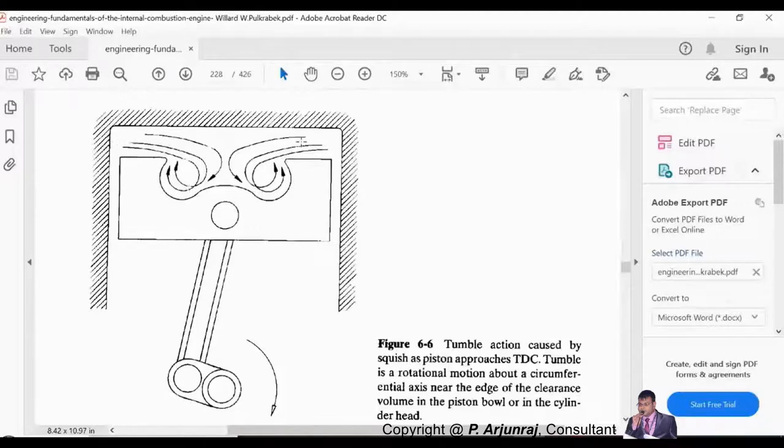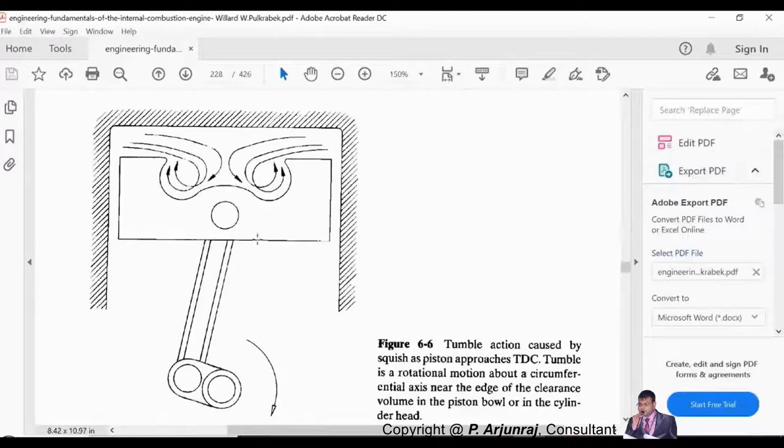The compression chamber has a layer or a zone where you can get the circumferential area for a particular compression chamber. And this is basically the rotational motion, because you get the rotation of the system about the circumferential axis, which is near the edge of the clearance volume, inside the piston bowl or in the cylinder head.